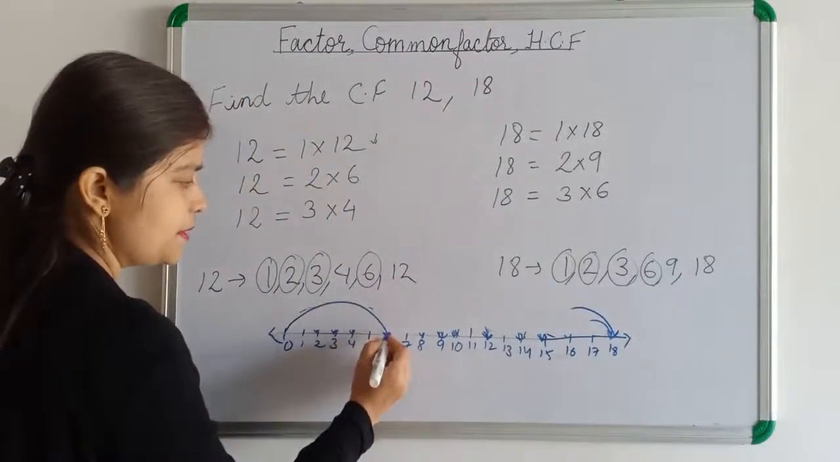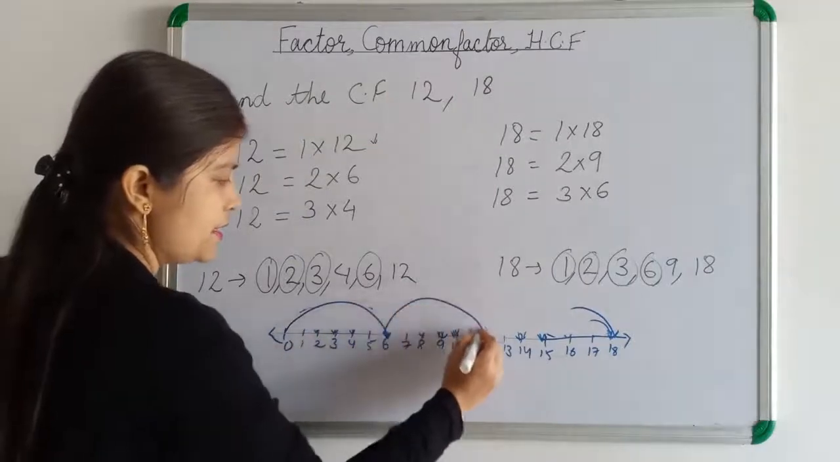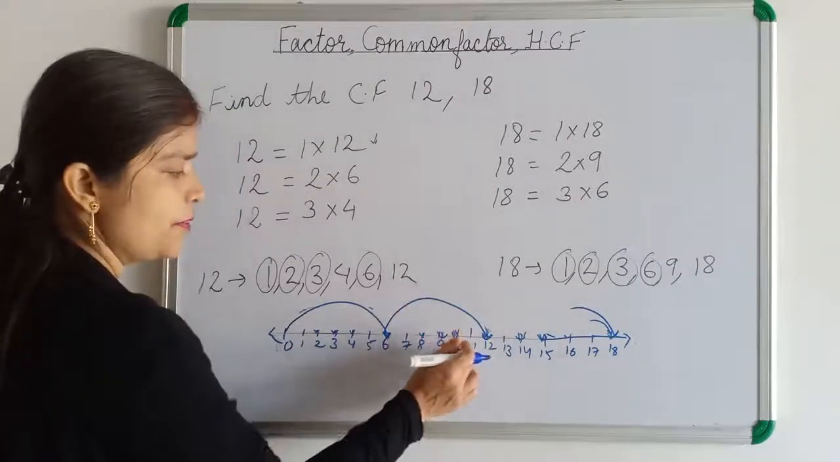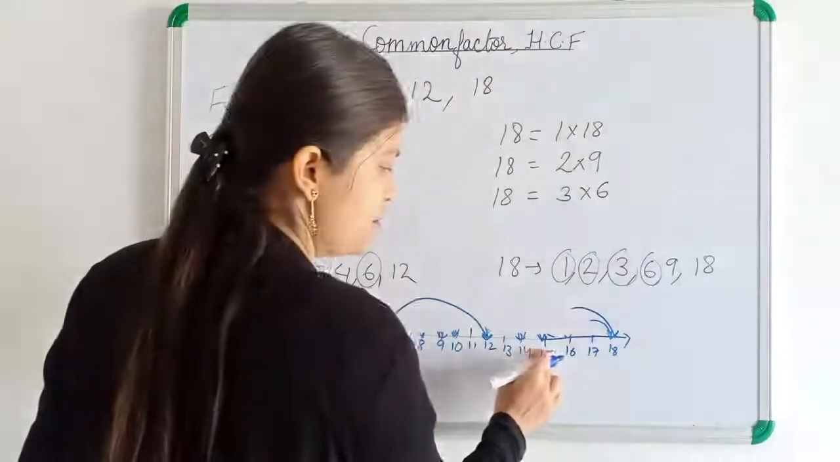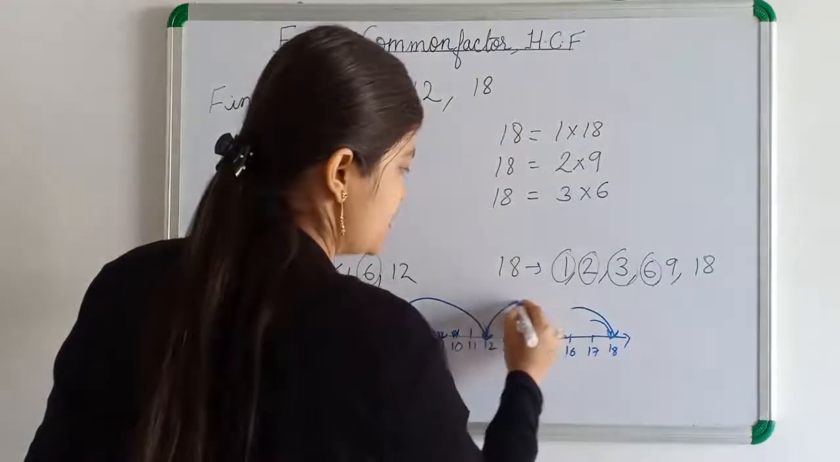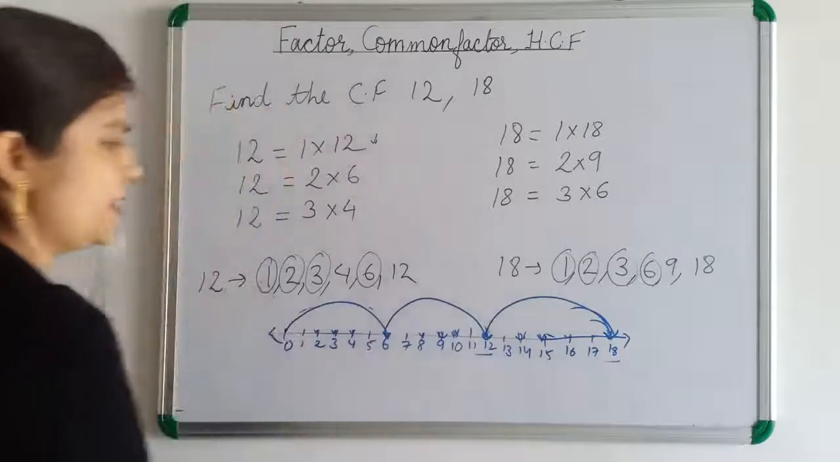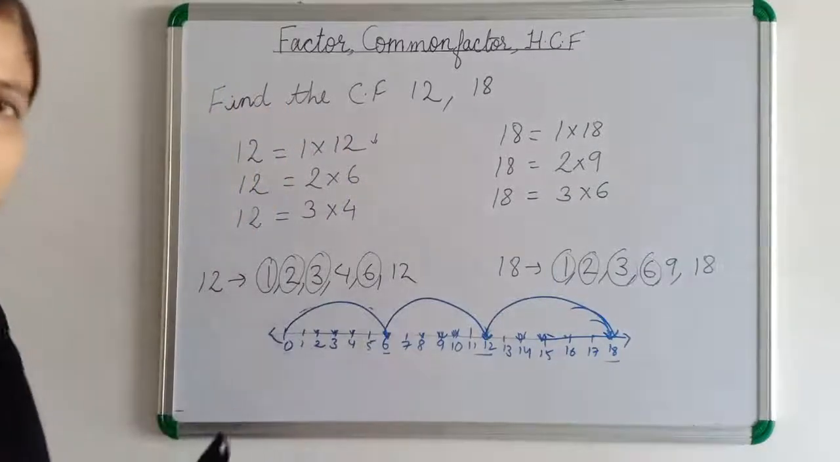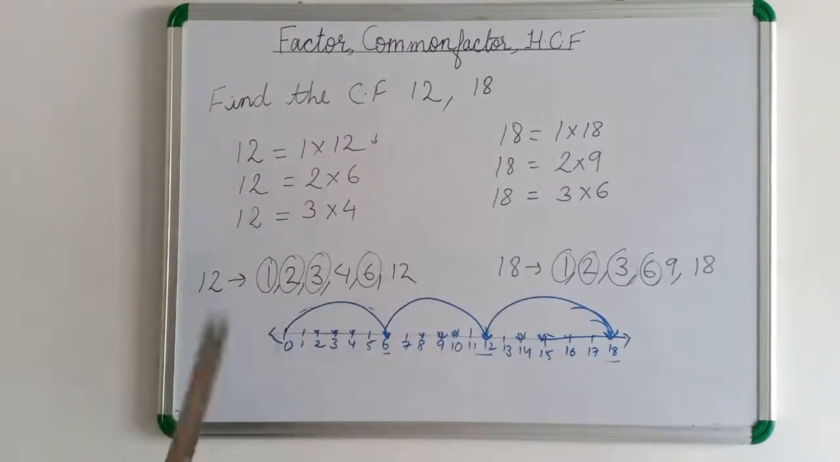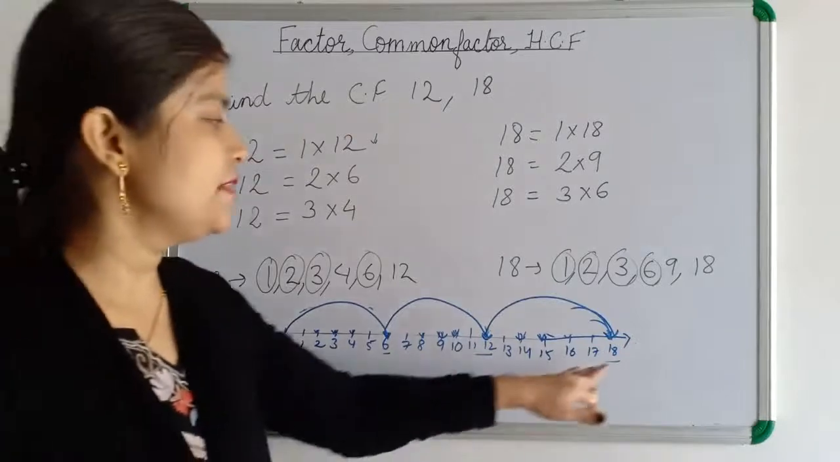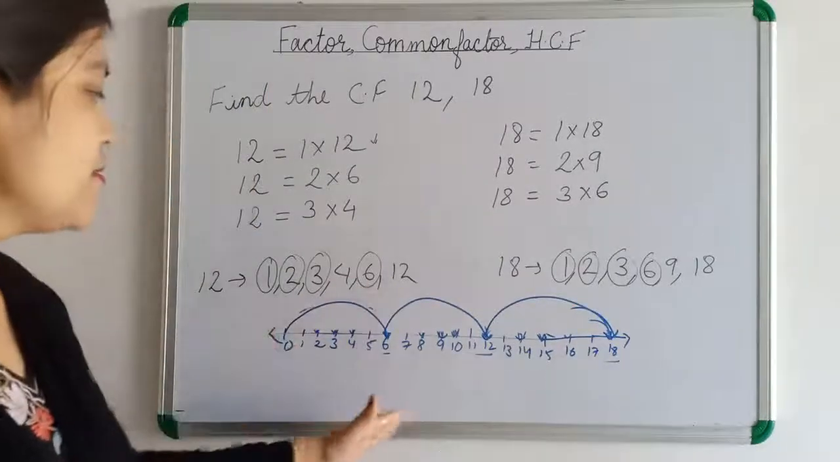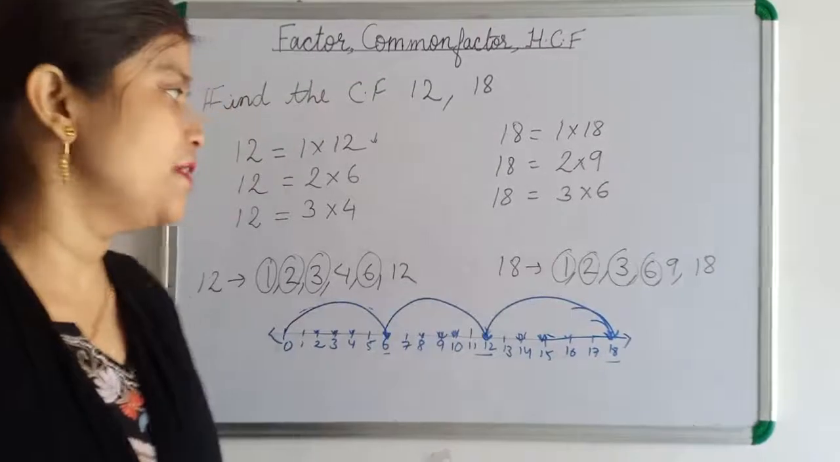One step of 6, second 6 step: 1, 2, 3, 4, 5, 6, then 1, 2, 3, 4, 5, 6, third 6 step. So you can see that 12 also we get, 18 also we get. We can say 6 also. Okay. But it is not asked about the 6, it is only asking about 12 and 18. So 6 is also a common factor of both the numbers.